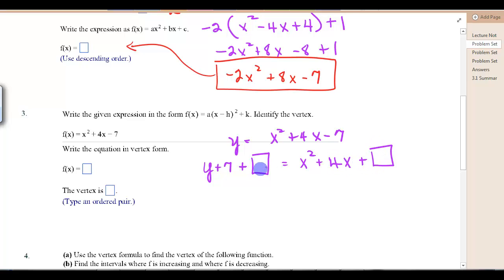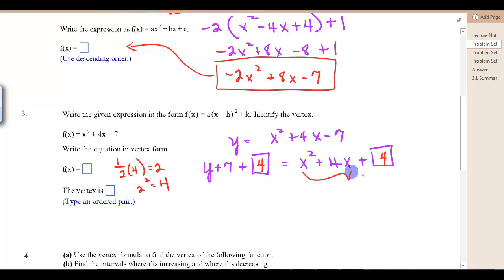All right, what goes in the box? Remember, we take 1/2 of 4. 1/2 of that number is 2, and 2 squared is 4. So 4 is going here, 4 is going here.